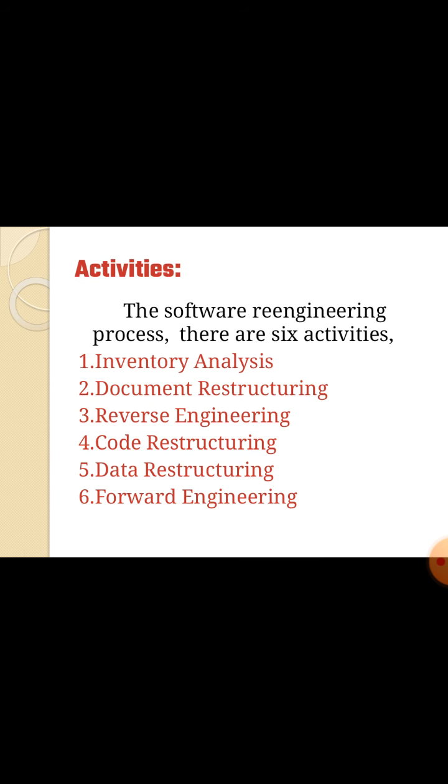There are 6 activities in the software re-engineering process. First one, inventory analysis. Then second one, document restructuring. Third one, reverse engineering. Fourth one, code restructuring. Fifth one, data restructuring. Sixth one, forward engineering.